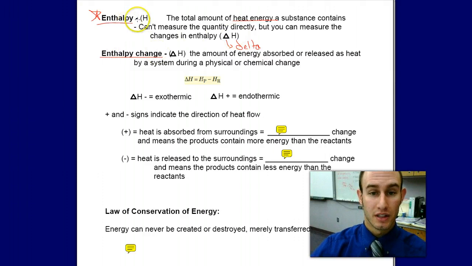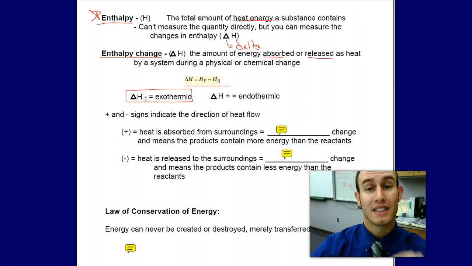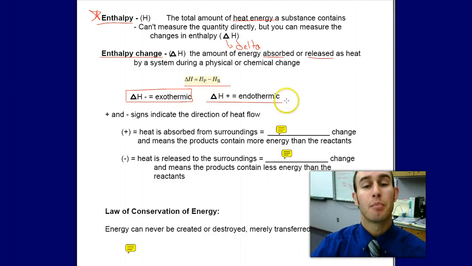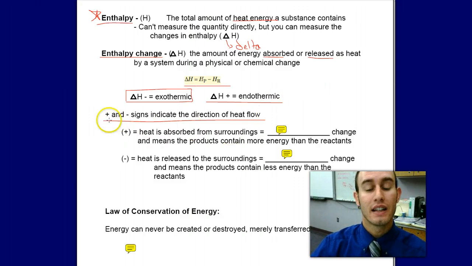Enthalpy change, which is here heat, the total amount of energy a substance contains, the change in the amount of energy it's either absorbed or released. So remember, endothermic, exothermic, releasing energy. We can calculate that. Change in enthalpy is the heat of the products minus heat of the reactants. What you finish with minus what you start with. And I just showed you this in the graphs, that delta H is exothermic when it's negative. That means it's giving off energy. Or delta H is positive and it's endothermic. It's taking in energy. The plus and minus signs indicate the direction of the heat flow.